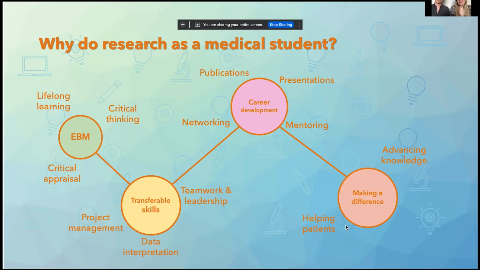The last thing is, maybe an obvious one, maybe not, but the reason that we adhere to evidence-based practice and use it as a guiding principle is that it does help to make a difference.